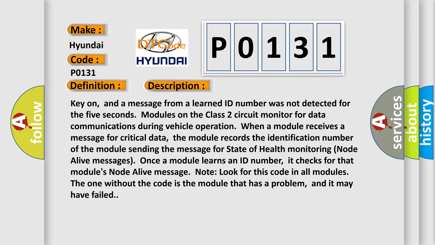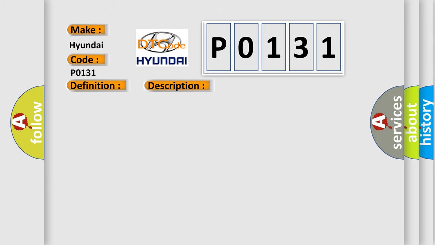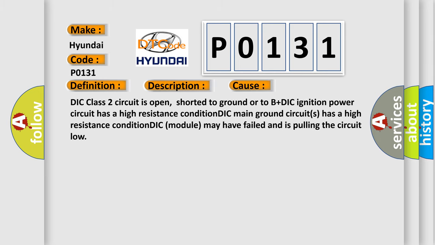This diagnostic error occurs most often in these cases. The DIC class 2 circuit is open, shorted to ground, or shorted to B plus. The DIC ignition power circuit has a high resistance condition. The DIC main ground circuits have a high resistance condition. The DIC module may have failed and is pulling the circuit low.